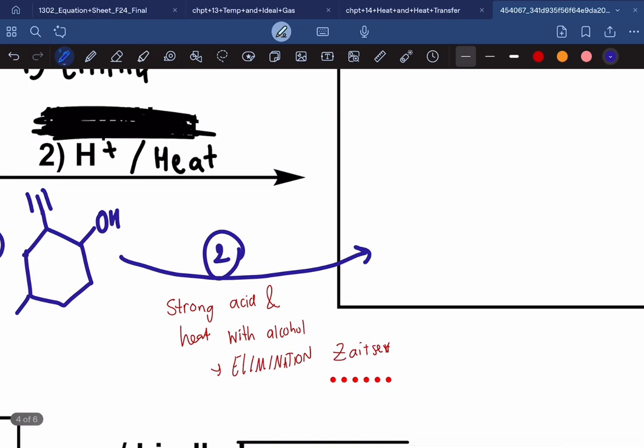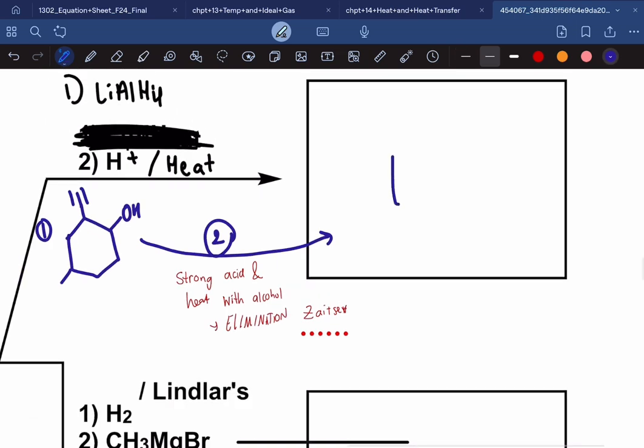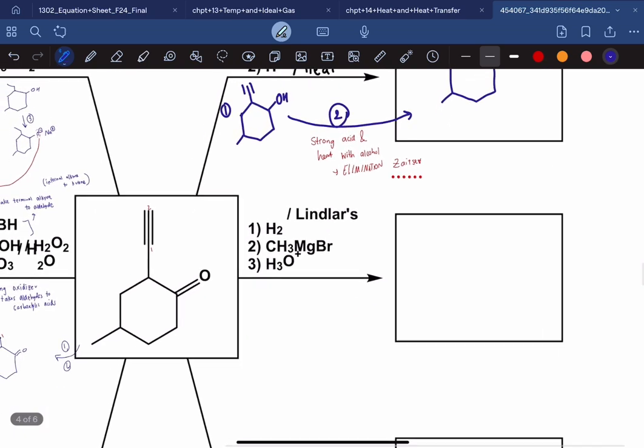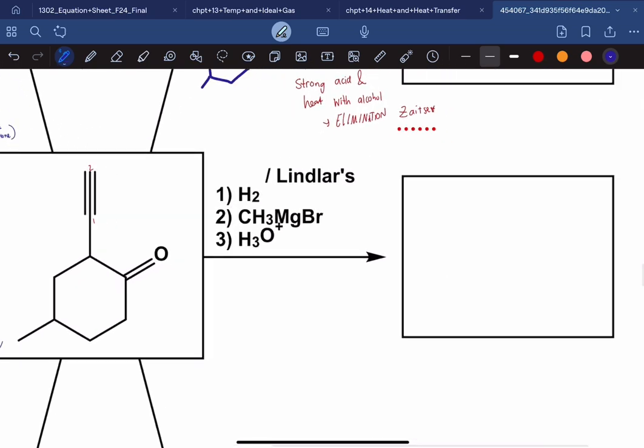Okay. So the final answer is just going to be this structure like this, with the double bond here, and then this is going to be still an alkyne. This is going to be still there. Okay. So that's all good. And that's that reaction done. So now we're going to move down to this next box.